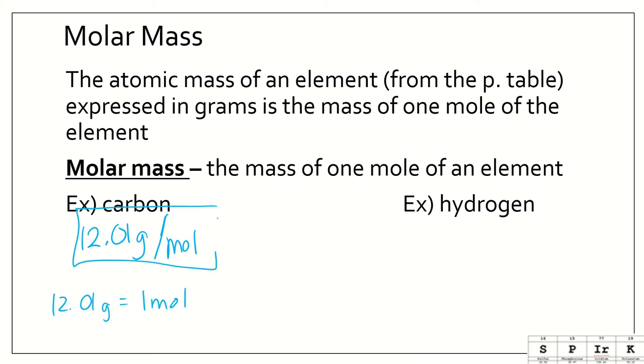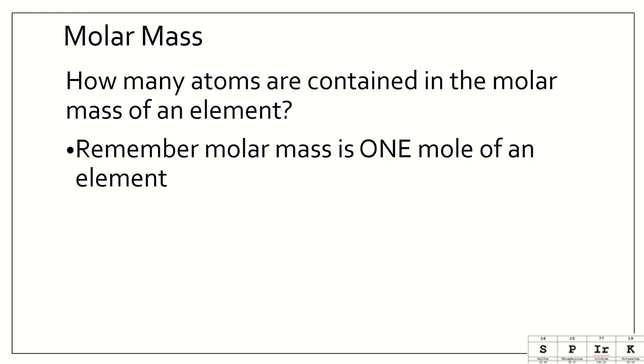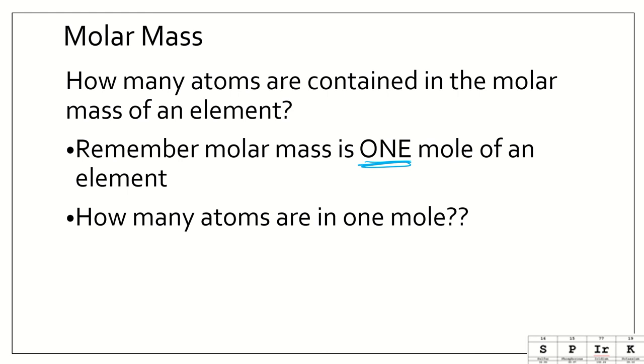So we can use this as our conversion factor. So from here on out, when we use the masses from the periodic table, like for example hydrogen, we will use 1.008 grams per mole. So how many atoms are contained in the molar mass of an element? Well, think about what we just said. Molar mass is 1 mole of that element. So how many atoms are in 1 mole? 1 mole, again, equals 6.022 times 10 to the 23rd atoms.